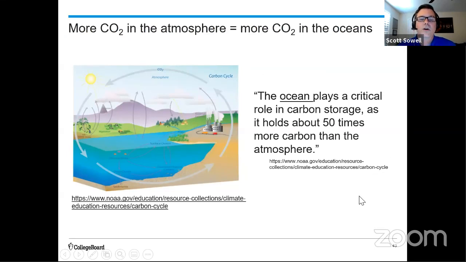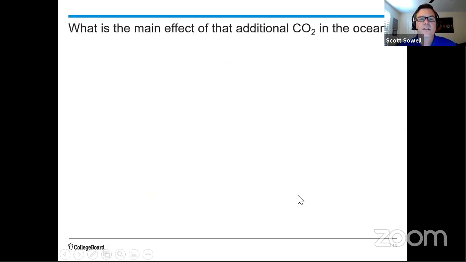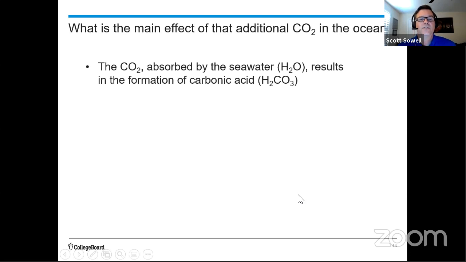So we know that the ocean is a huge part of the carbon cycle. NOAA says the ocean plays a critical role in carbon storage. It holds about 50 times more carbon than the atmosphere. And so we can see that the carbon diffuses really easily into the ocean. So what's the main effect of that additional CO2? Having more CO2 in the atmosphere results in more CO2 into the ocean.